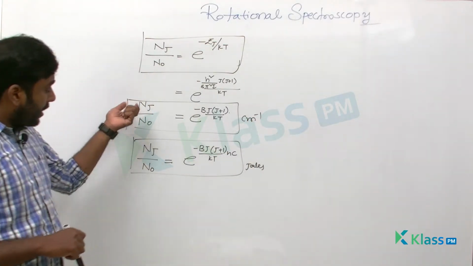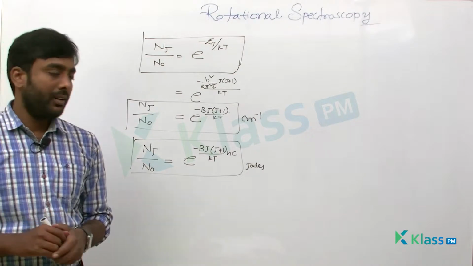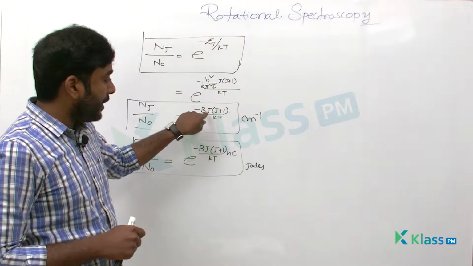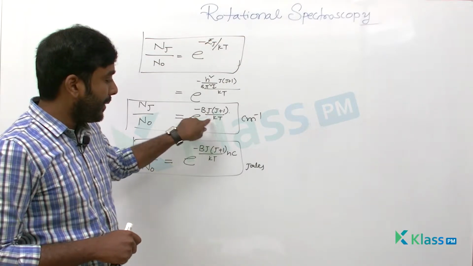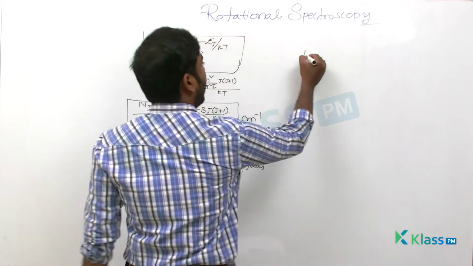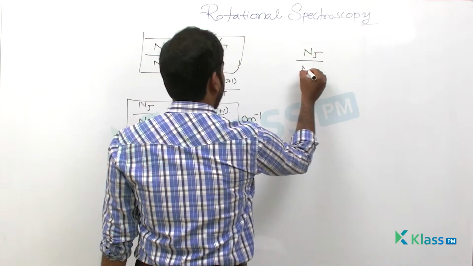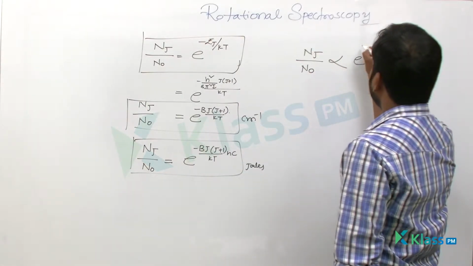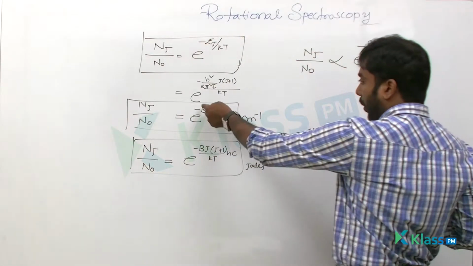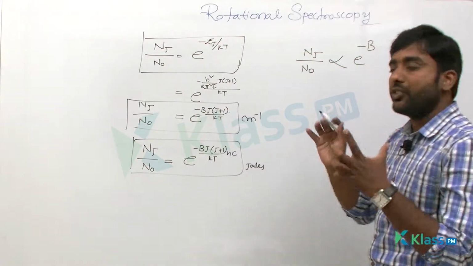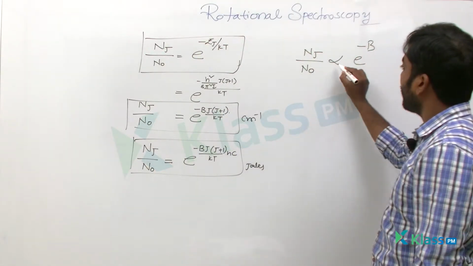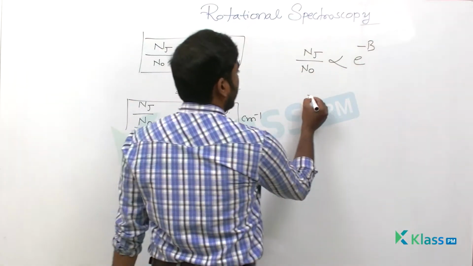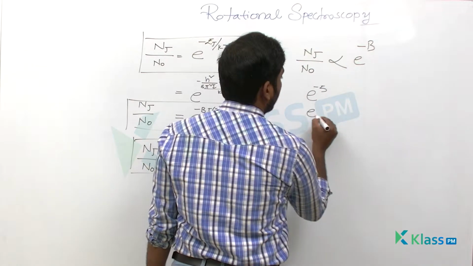Now, the ratio of the population depends on what? Let's take it for a given j value. Here j value is given, so j is given and the remaining are all constant, so nj by n0 is directly proportional to what? E to the power of minus b. Okay, so all these values are constant for a given j value. So nj by n0 is directly proportional to e to the power of minus b.